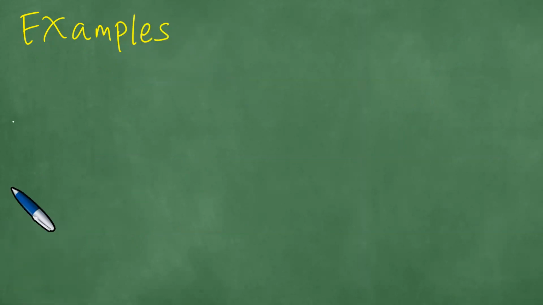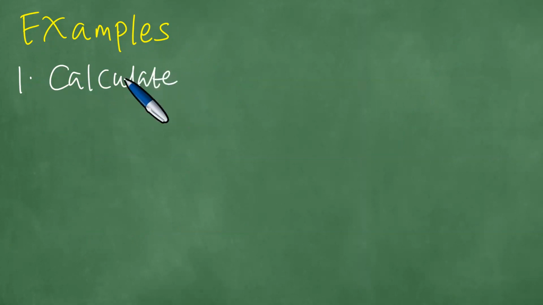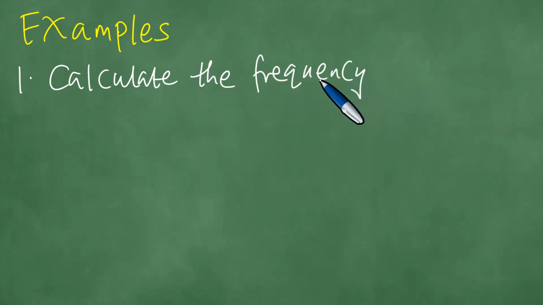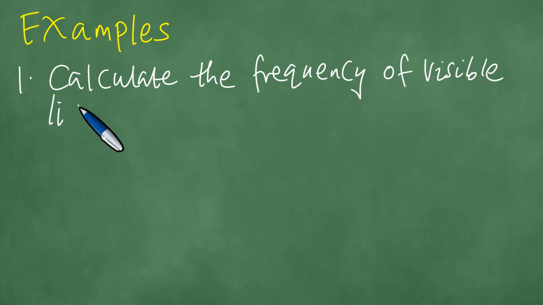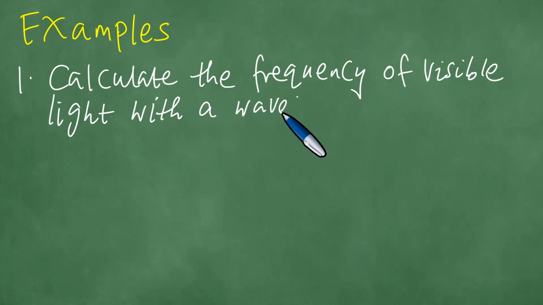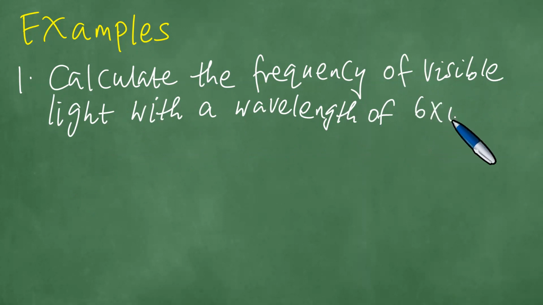Now, example number 1 is as follows. You need to be able to calculate the frequency of visible light with a wavelength of 6 times 10 to the minus 7.